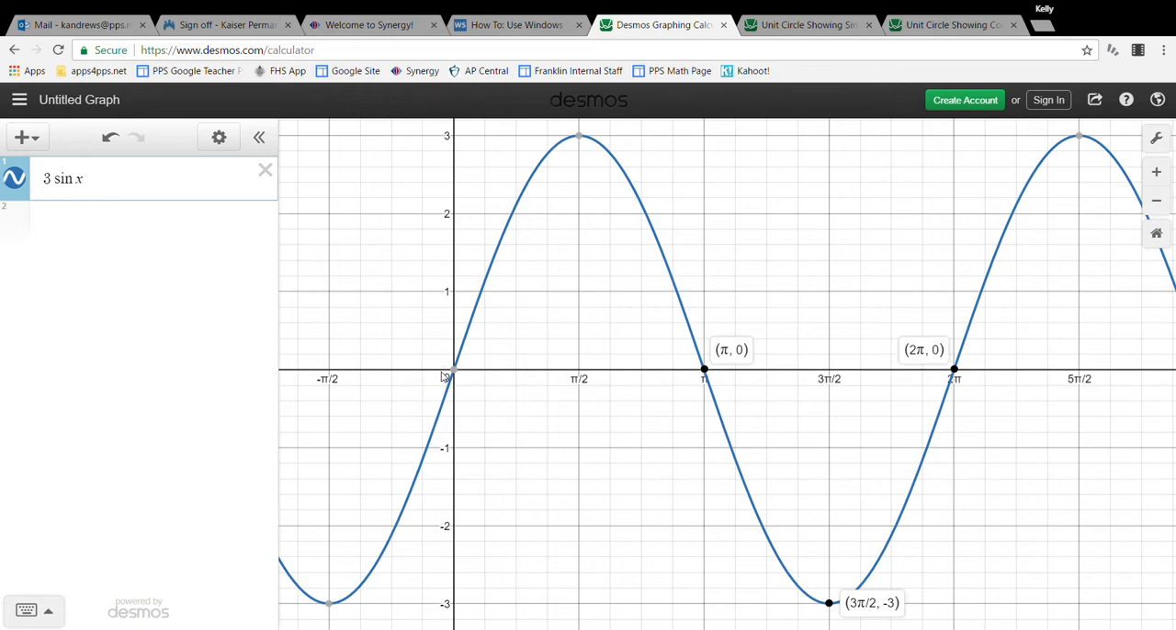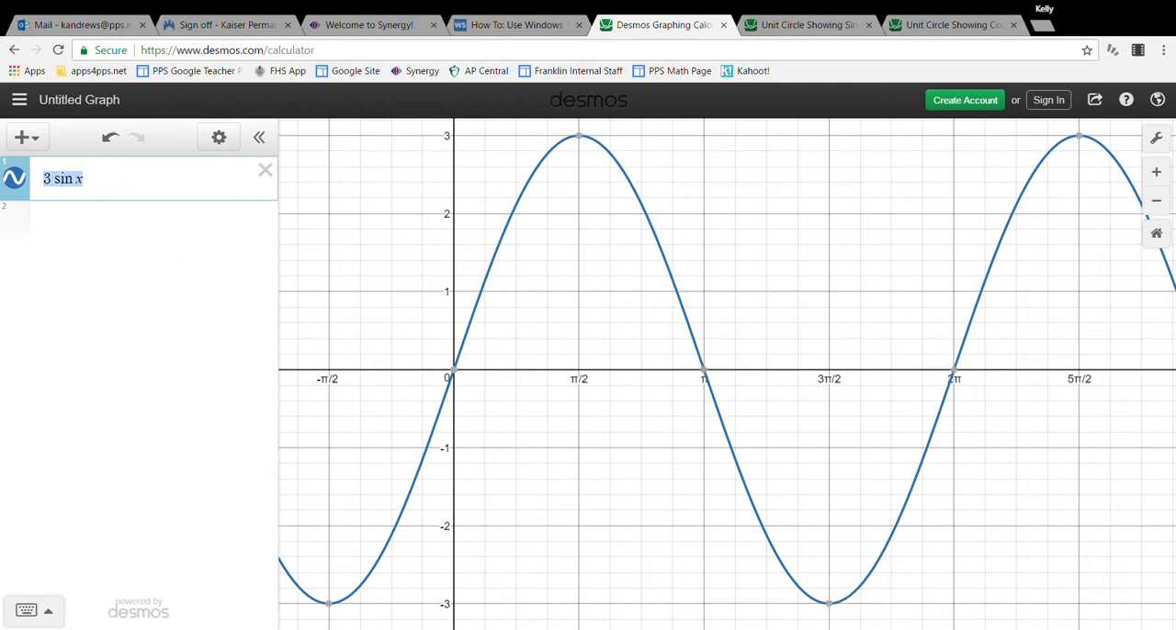So the midline, again, doesn't change unless you have a plus or minus k at the end of your graph. But your altitude is always going to be how far you are up and down from your midline. So the midline is really important to draw in. That makes the whole thing easier to do.